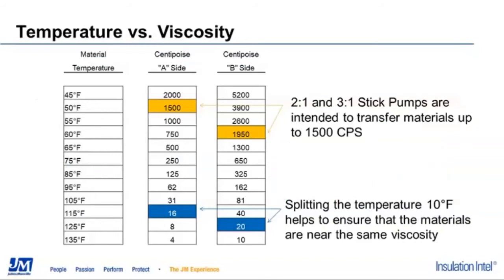What we see here on this slide is the relationship between what we call centipoise, and centipoise is just a fancy term for thickness, and fluid temperature. So you'll see here at 75 degrees, and this is what we call lab or room temperature, the A side is 250 centipoise, and this B side is honestly a little bit generous at just 650 centipoise. Depending on the system, that could be 900 or even 1,000.